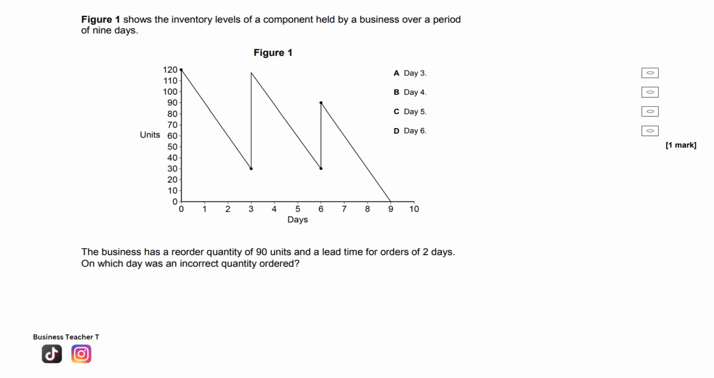Next question. Figure 1 shows the inventory levels of a component held by a business over a period of 9 days. So do have a look at that information there. The business has a reorder quantity of 90 units and a lead time for orders of 2 days. On which day was an incorrect quantity ordered? Was it A. Day 3, B. Day 4, C. Day 5, or D. Day 6? And the answer is B. Day 4.